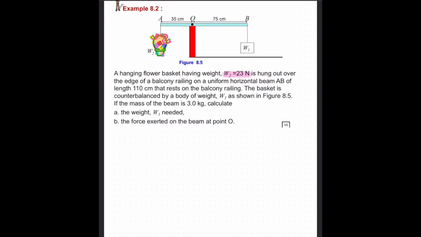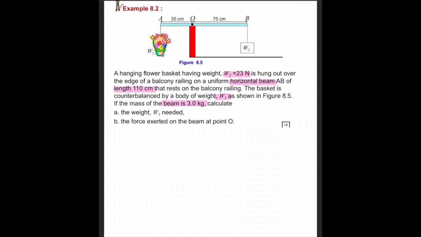Example 8.2. A hanging flower basket having weight W2 of 23 Newton is hung over the edge of a balcony railing on a uniform horizontal beam. The length given is 110 cm, and the beam rests on the balcony railing. The basket is counterbalanced by a body of weight W1. If the mass of the beam is given as 3 kg, calculate the weight W1 needed, and P, the force exerted on the beam at point O. We need to find W1.